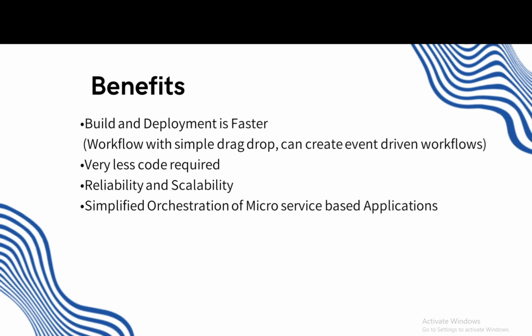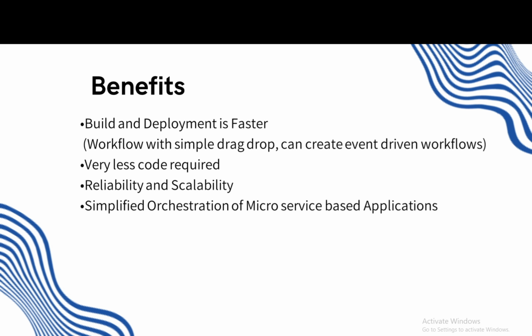Scalability: if there are multiple instances of Lambda we need to call, we can do that with the help of AWS Step Functions. So scalability is one of the factors. Deployment is much faster. Now, if you see, we create code, commit code, pipeline and code deploy. In this case, the deployment of AWS Step Functions is very much faster.